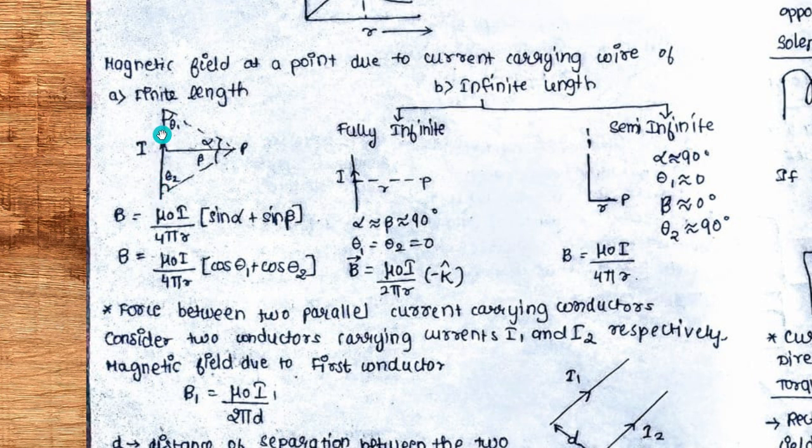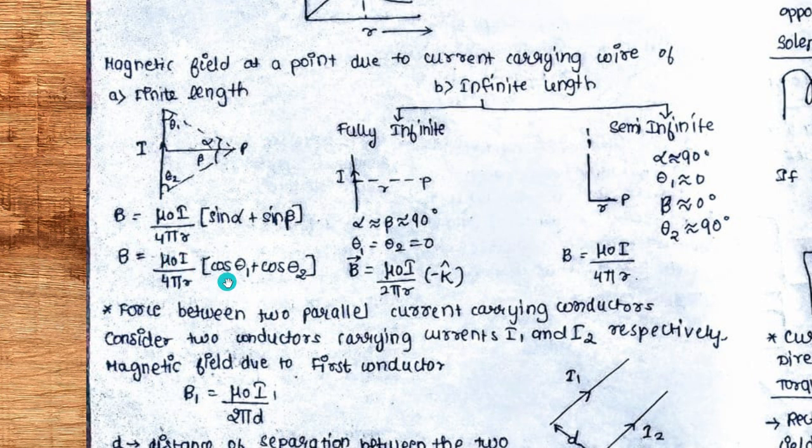This is a current carrying wire, this is a point P. The distance is represented by this line. Here this line makes an angle alpha with the top end and beta with the bottom end, and again these two angles are theta 1 and theta 2. Then the magnitude of B is equal to mu naught I by 4 pi r into sine alpha plus sine beta. Only for objective, so derivation is not necessary.